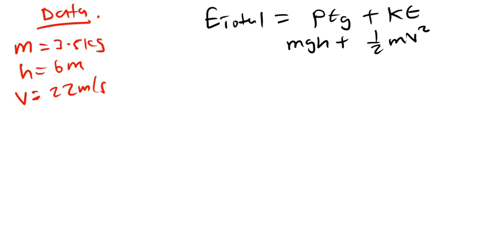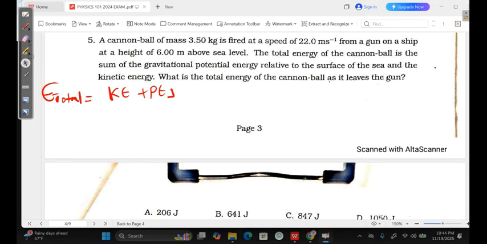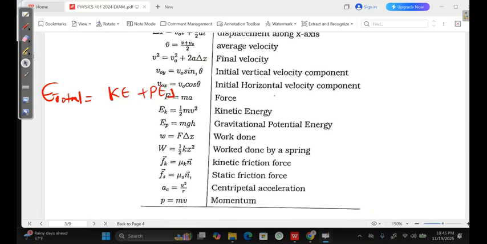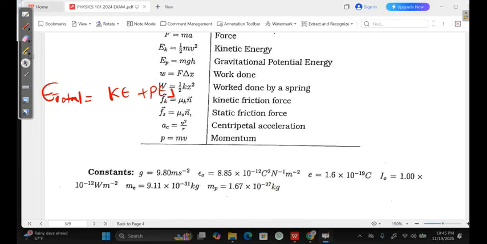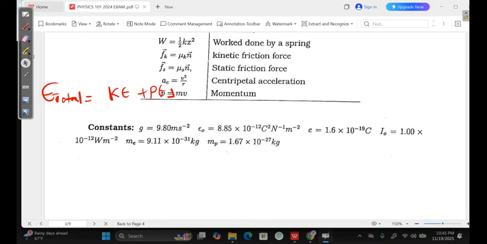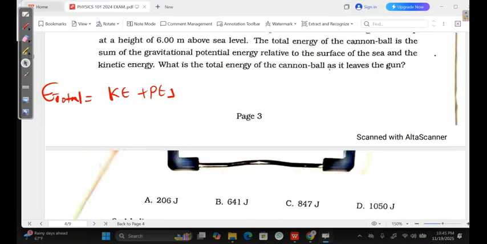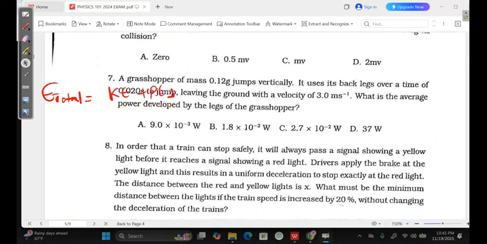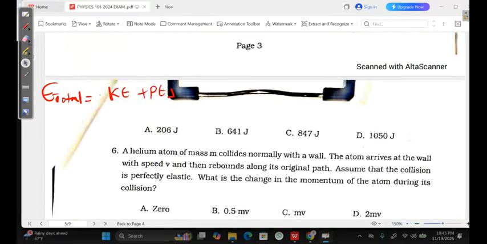Let's plug in the values. g is 9.8, but they are going to give it to you. You don't have to struggle with the constant. The constant should be here. They always give you. It's here, 9.8. So you don't have to struggle with the constant.